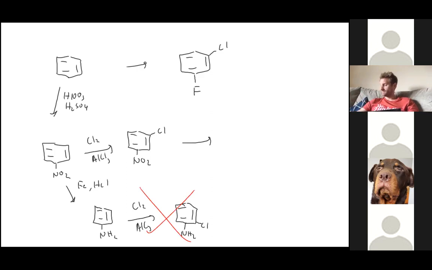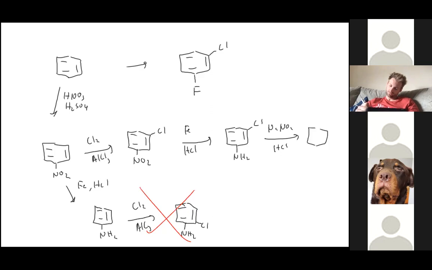So adding in our iron HCl now. And then to get to a diazonium, we'll need to add in NaNO2, HCl, and to get to our final product, we'll throw in HBF4 in water.